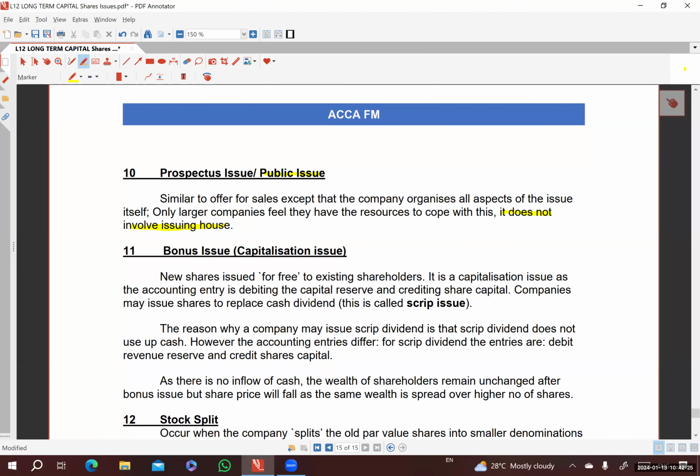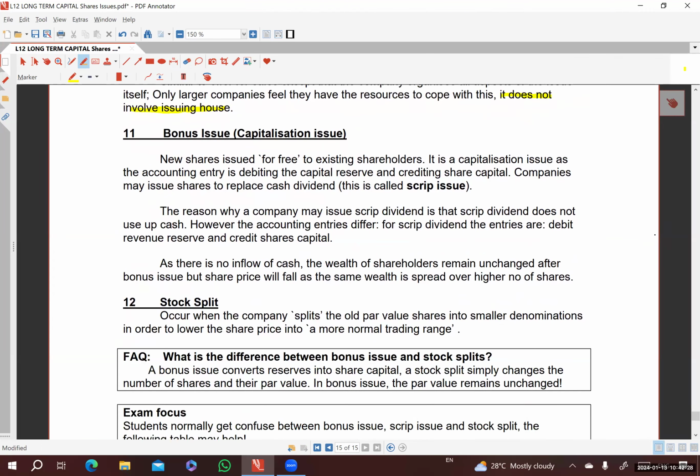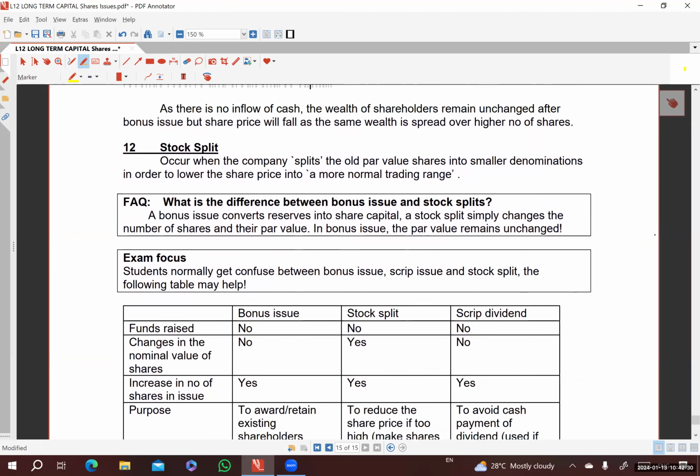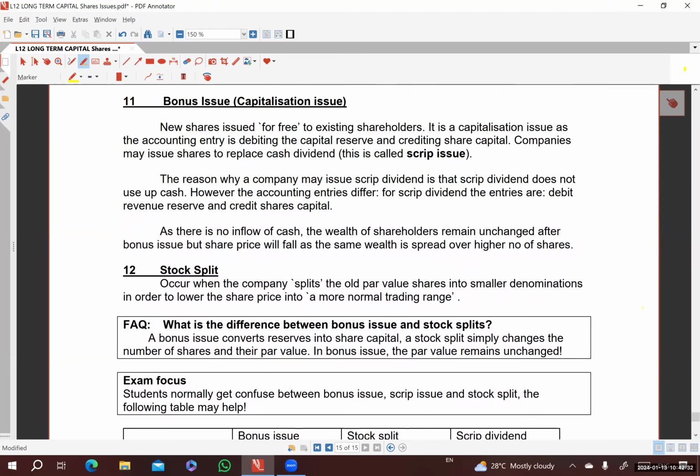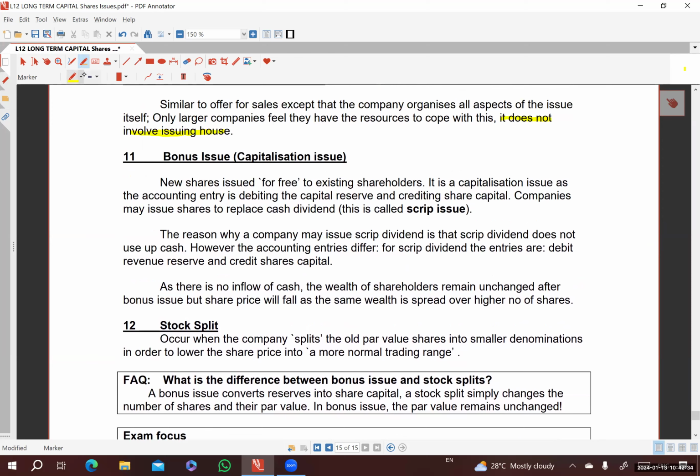Now, finally, 11, 12, and actually in between there's one more. Bonus issue, stock split, and scrip dividend. These are three different methods of issuing new shares. Bonus issue, scrip issue, stock split. They all result in an increase in the number of shares. So these are also methods of issuing new shares.